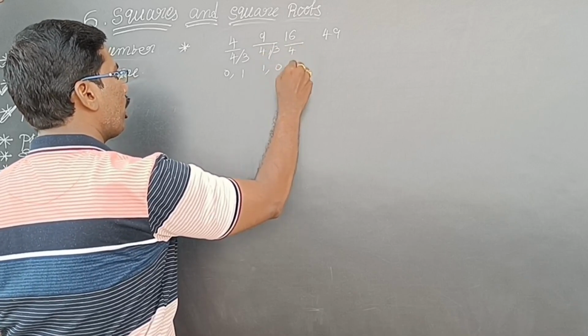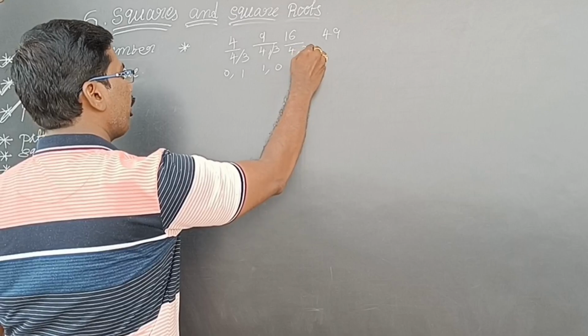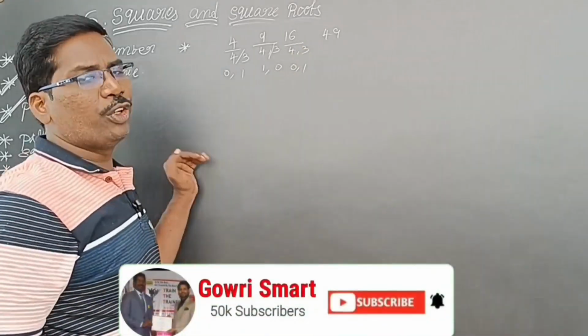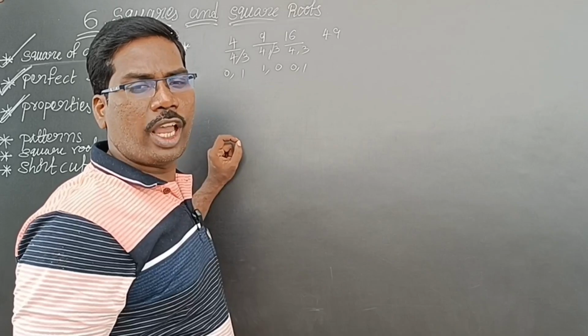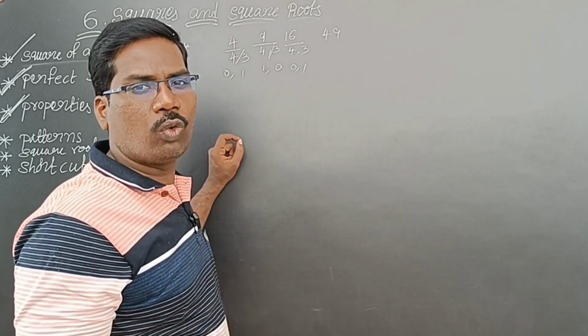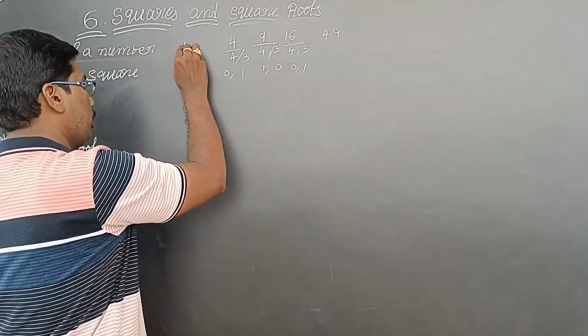Take 16: if I divide with 4, I will get remainder 0. If I divide with 3, I will get remainder 1. So any square number, divided by 3 or 4, gives a remainder of either 0 or 1. This is one more important property.